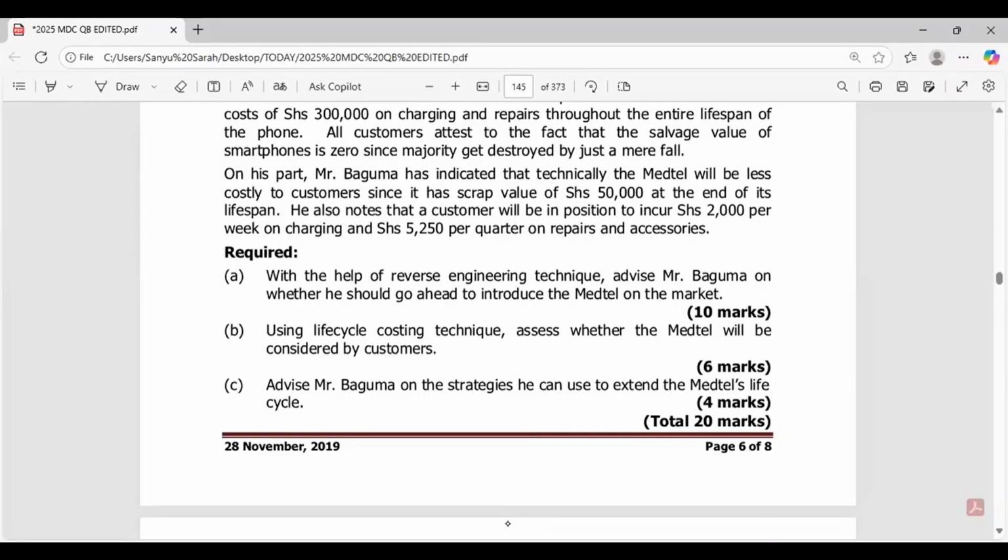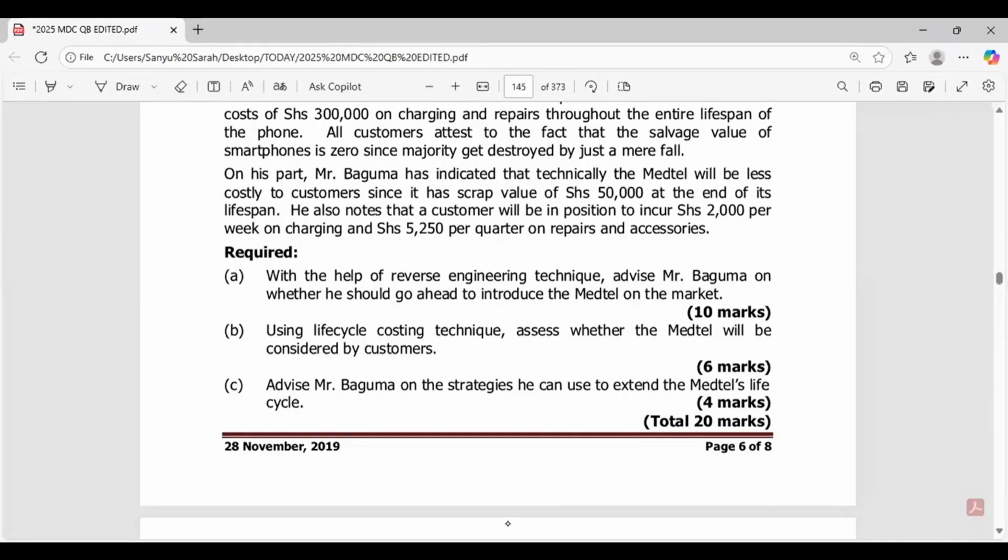But looking at part A, they want you to use reverse engineering technique. Reverse engineering technique normally involves cost reduction, to advise Mr. Baguma on whether he should go ahead to introduce the Medtel. So we are going to see which costs are going to be reduced. When they talk about reverse engineering, definitely there should be an effect on costs. However, sometimes there are costs that can also increase. Because if you find that the technology you need to have a better product than your competitor, that means you're going to put in more money.